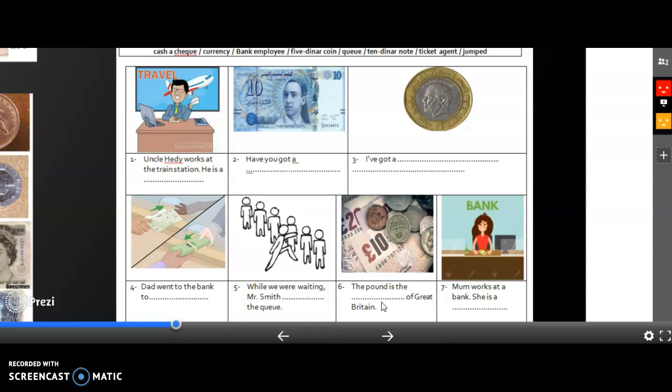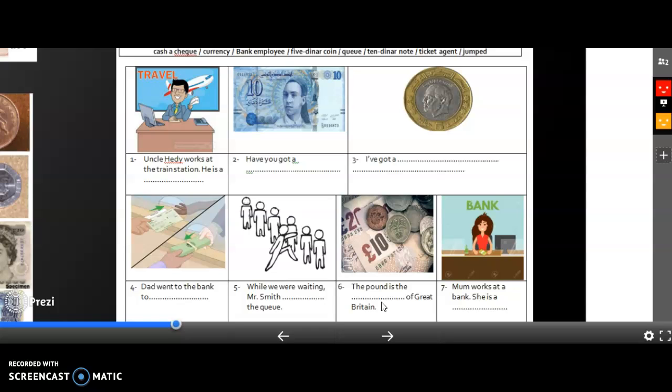2. Currency. Currency. Yeah. So the pound is a currency. The dinar is a currency. Good. Bank. 3.